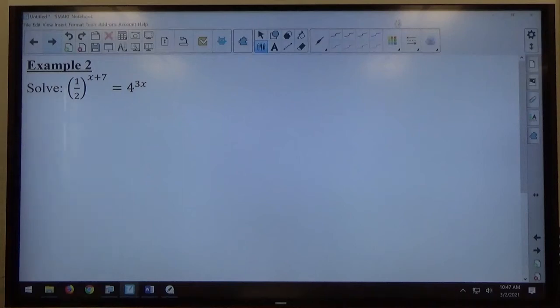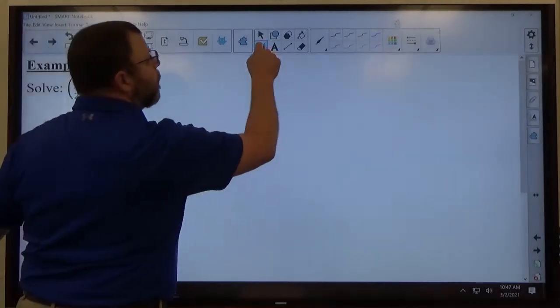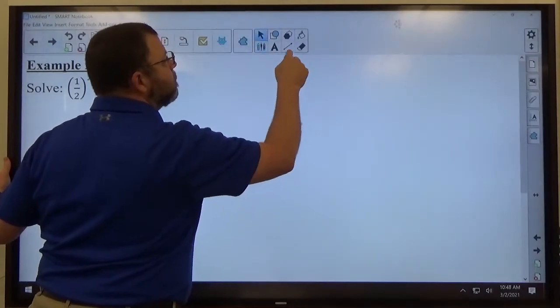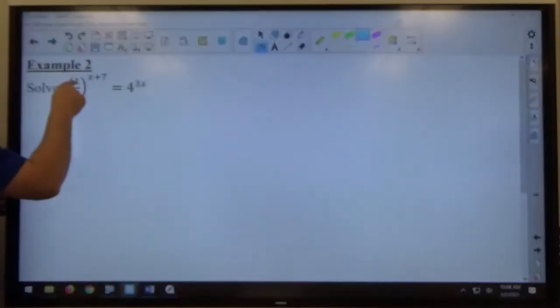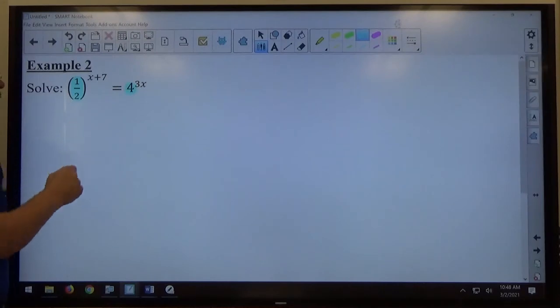Okay, take a look at example 2. (1/2)^(x+7) equals 4^(3x). Once again, the bases are what I'm going to focus in on to begin with. Looking at these bases, this base is 1/2, this base is 4. And in my brain, I'm thinking 4 is 2 squared, so 2 to a power.